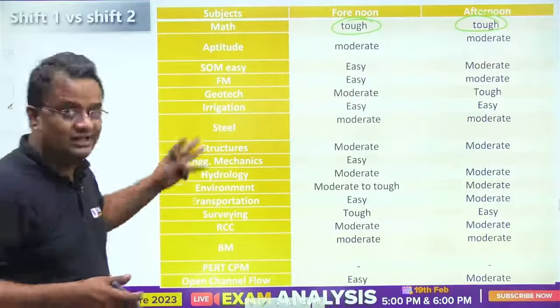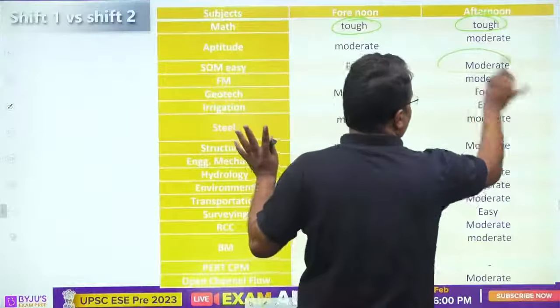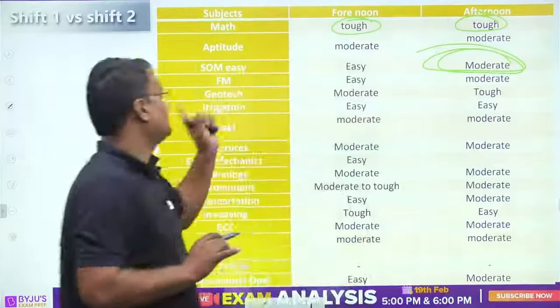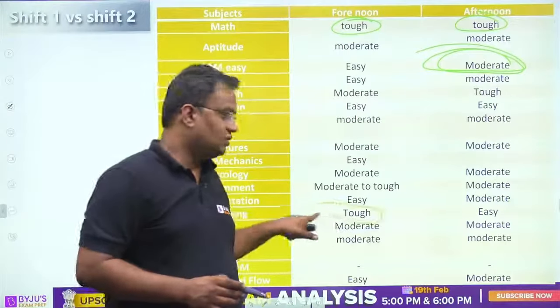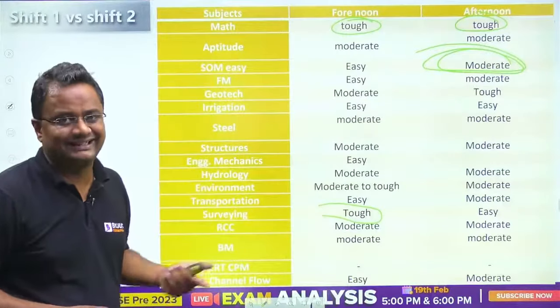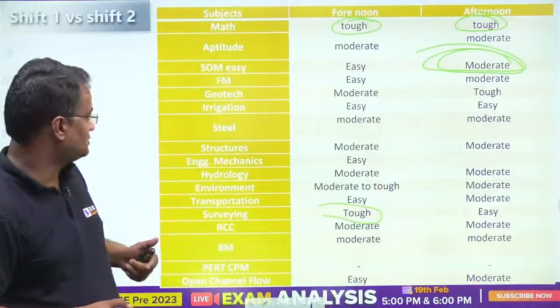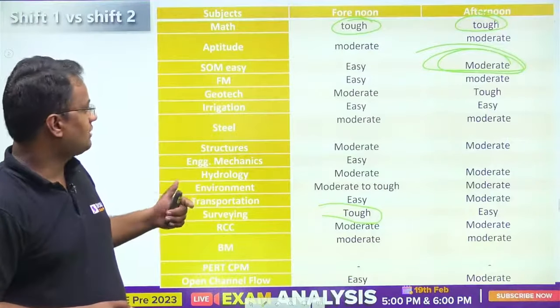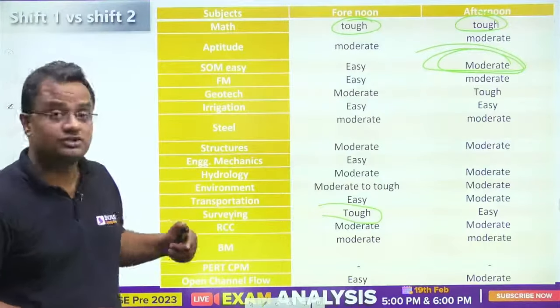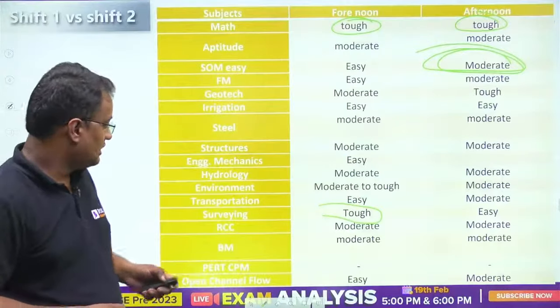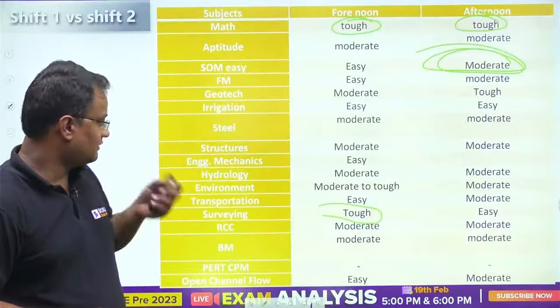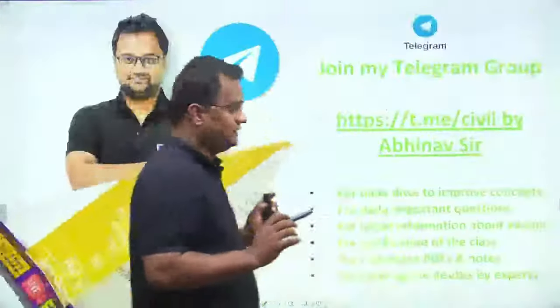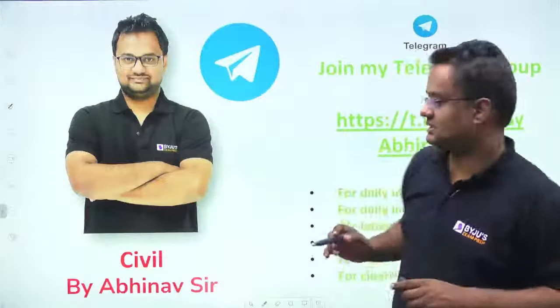So of course, due to that question that we have just done, this is comparatively tougher than the morning shift. Survey in the morning shift was tougher due to 2 out of box questions, Zenith and this pixel wala question. Structure was moderate, irrigation was easy, geotech was tougher in the afternoon session. Okay, but CPM no question, open channel flow is moderate and tough. So overall shift 2 will be tougher, and there you can get more marks.